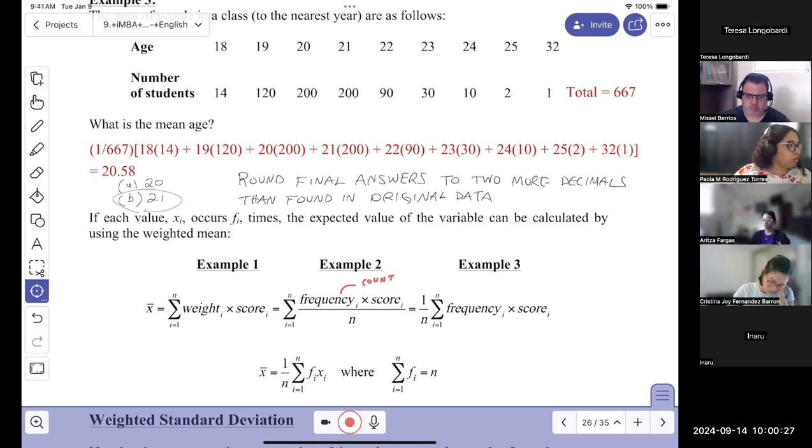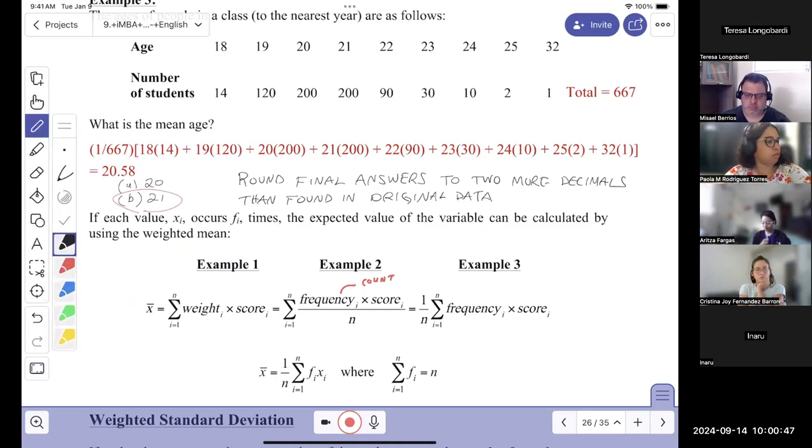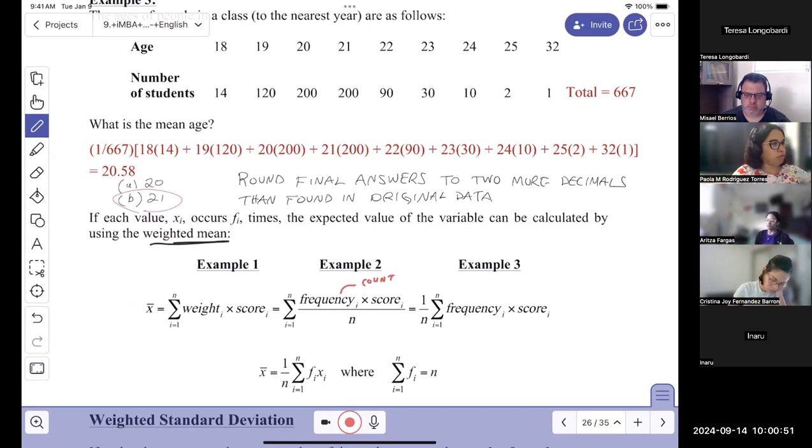So if I refer to the general formula for mean, it's not forcing every observation to have the same weight. They could have different weights. So this is the general formula for the average, or it's called a weighted mean. Any questions?